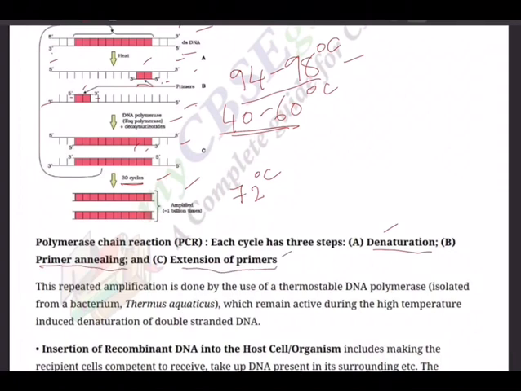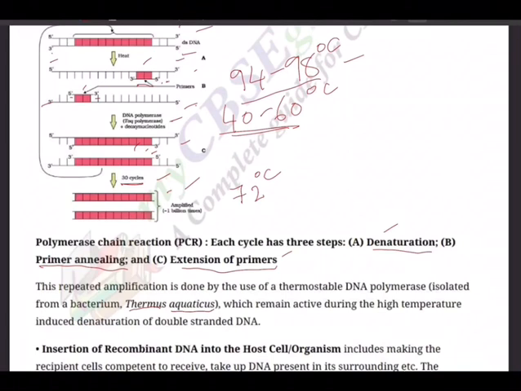And the third one that we talk about is extension of primers, that is polymerization. Another name for this is polymerization. Taq DNA polymerase, this is important. What is Taq? A bacterium named Thermus aquaticus, T for Thermus and Aq for aquaticus. So Taq polymerase. Taq DNA polymerase from the thermophilic bacterium Thermus aquaticus synthesizes the DNA region between the 2 primers, as you are seeing here.